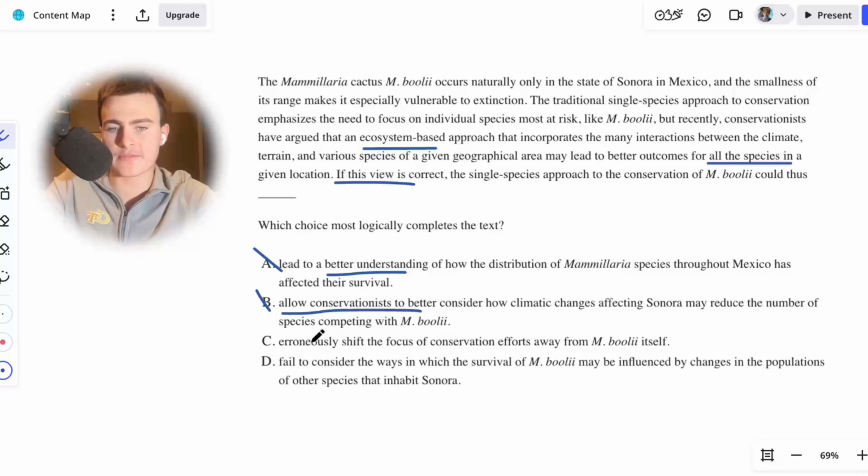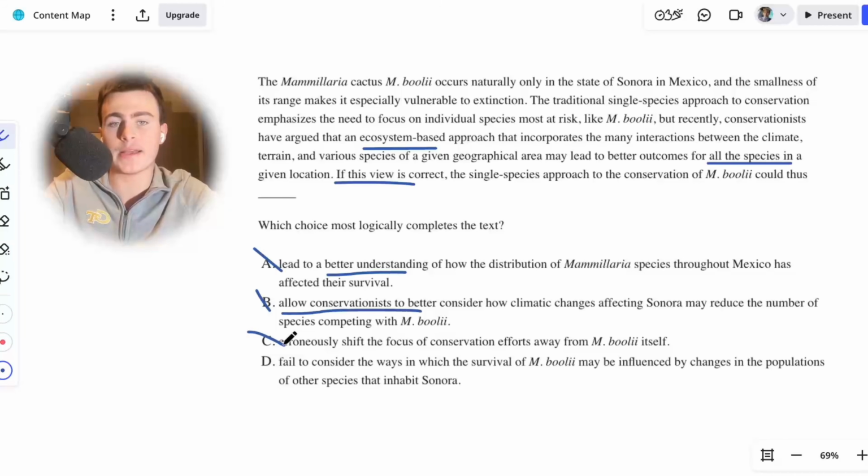Erroneously shift the focus of conservation efforts away from MB itself. Now, once again, this is not supported by the text. It says erroneously shift the focus of conservation efforts away from MB itself. The single species approach is the fact that you're focusing on this specific cactus. So why would that shift the effort away from MB? That is literally going against the text. That makes no sense. So the single species approach would shift it towards MB, if anything, not away from it. So C makes zero sense.